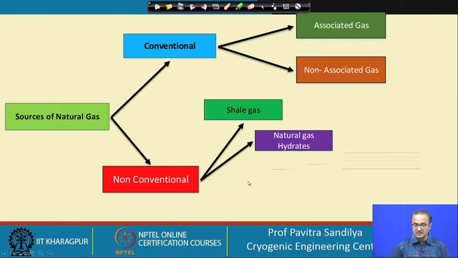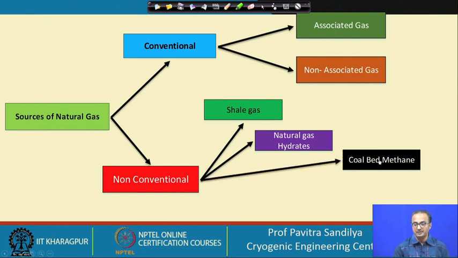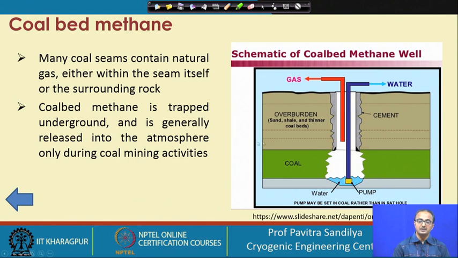Now next in this line we have the coal bed methane. In the coal bed methane, what it means is that we have some beds of coal in the mines, and we know that over a period of time these coal seams may contain natural gas.